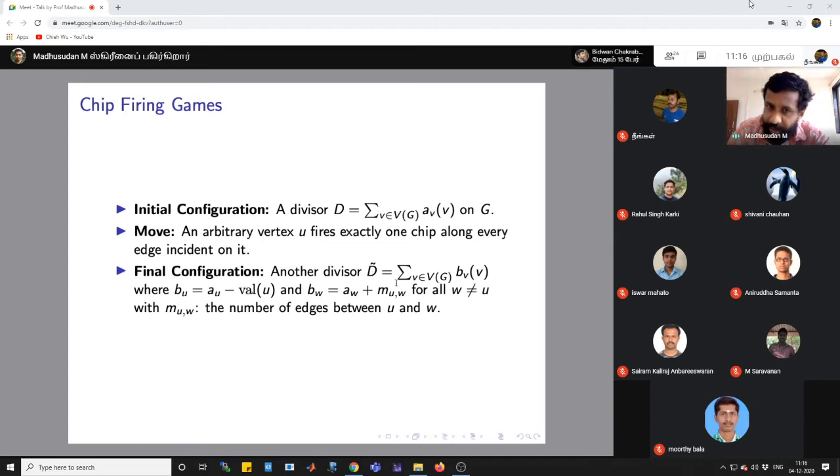So what is the result of this? You get another divisor d tilde whose coefficients are say BVs. And how are the BVs related to the original coefficients AVs? So the vertex U that fired, what will be its coefficient BU? I think the audience itself can know. So the vertex fired some chips. So what will be the new number of chips it will have?